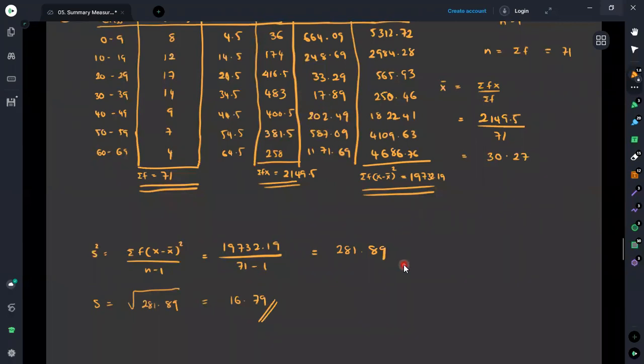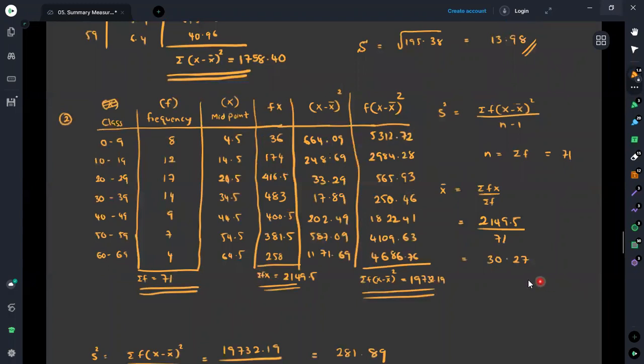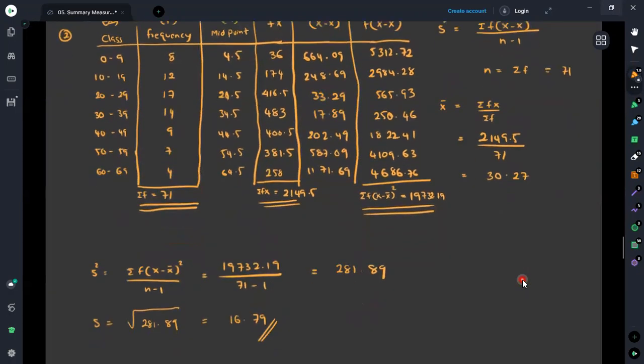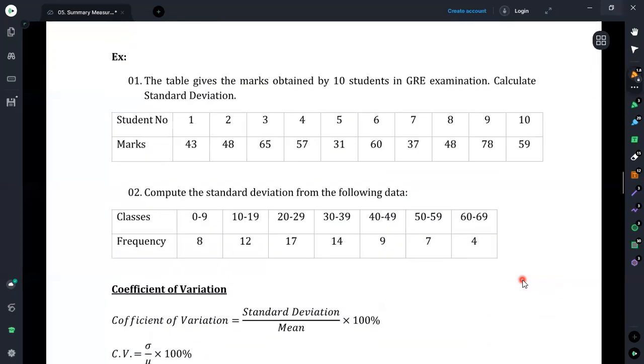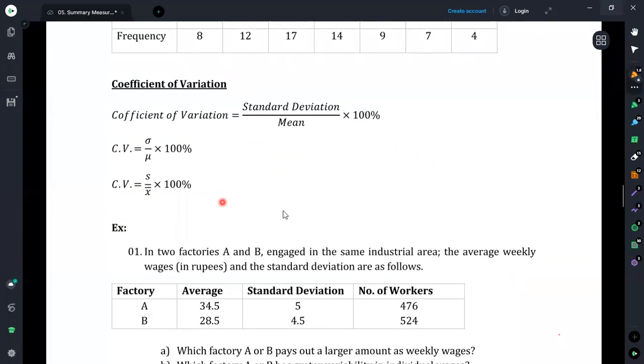Therefore, this is how we apply the equation for the grouped frequency distribution to find the standard deviation. And now we will move to the discussion of the next measure that we can use to measure the dispersion. Here we will consider the coefficient of variation, which is a combination of the standard deviation and the mean. We can define the coefficient of variation as the standard deviation over the mean into 100%. Therefore, generally the coefficient of variation is presented as a percentage value.